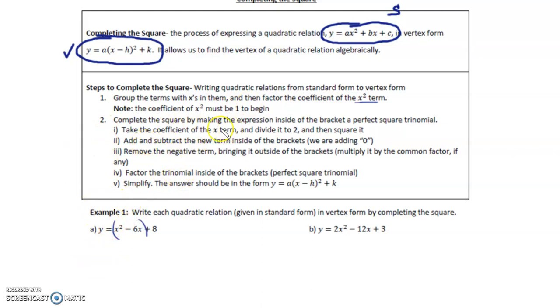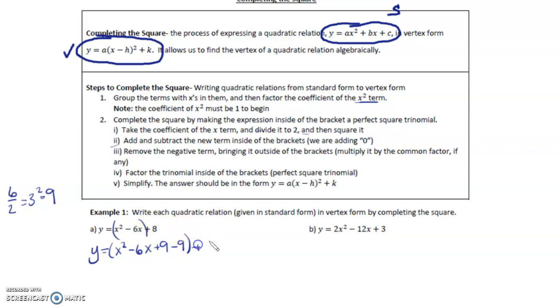So we're going to complete the square by making this bracket a perfect square trinomial. So we're going to take the coefficient of the x term, which is 6. We're going to go to the side of our paper, and we're going to divide it by 2, which is 3, and we're going to square it, which is 9. Okay, divide by 2, square it. Okay, number 2, what we're going to do is add and subtract this 9 inside of the bracket. So plus 9 minus 9.